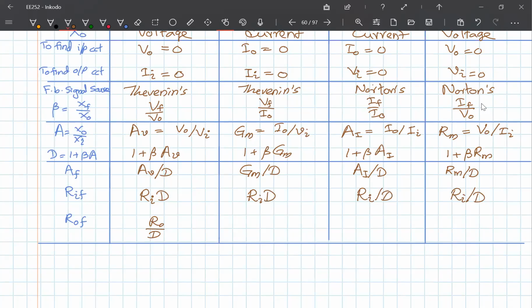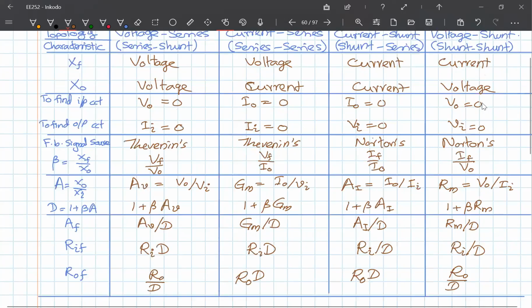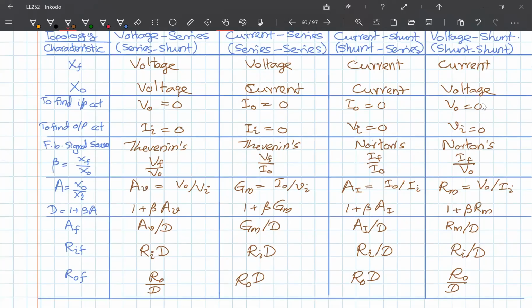For output impedance, in the case where the output is a current, when you add the sampling network in series, the output impedance will be increased. So R out will be R out times D. And here again, the output is a current, so the output impedance will increase by a factor of D. For the transresistance amplifier, the output is a voltage, so it will be reduced. This is basically the summary of what we learned in this feedback amplifier section.